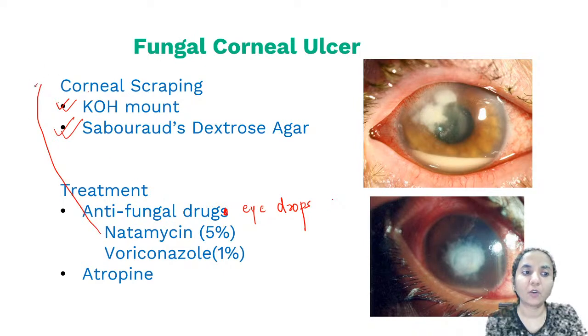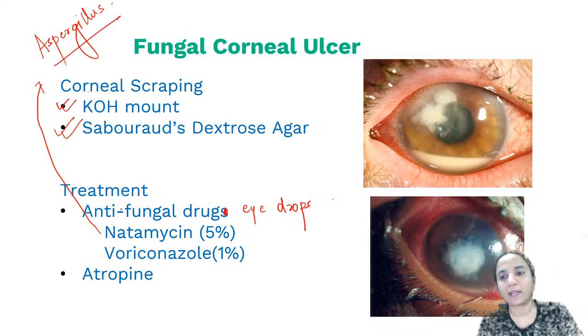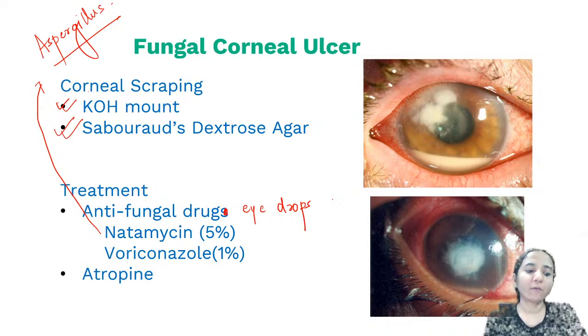This comes as an MCQ. Why? Because the most common organism causing fungal ulcer in India is Aspergillus, and Aspergillus is sensitive to natamycin. So in our country, we start off the treatment with natamycin 5% because most of our ulcers are caused by Aspergillus. Right?